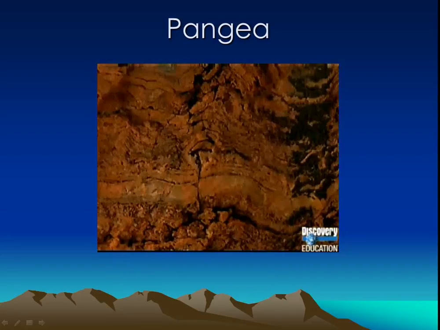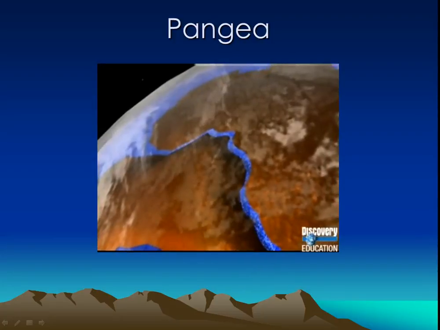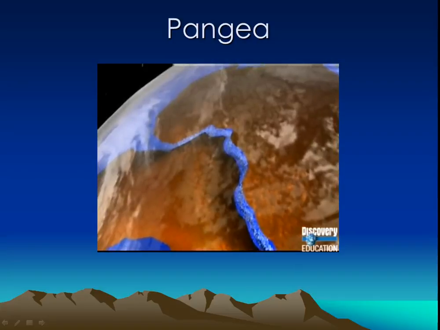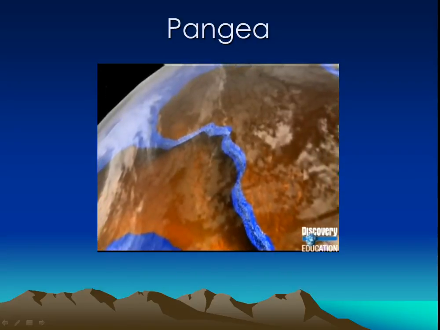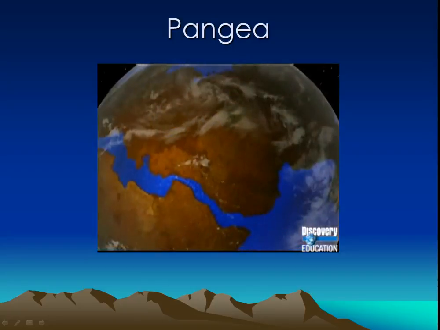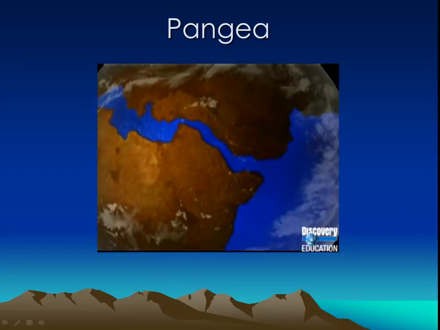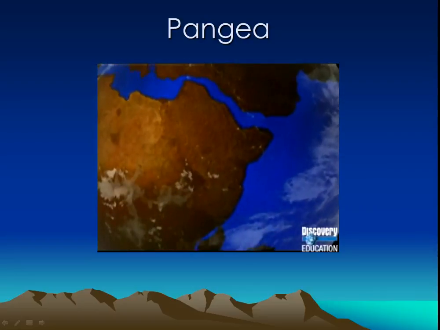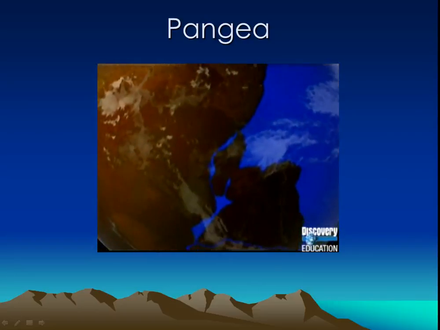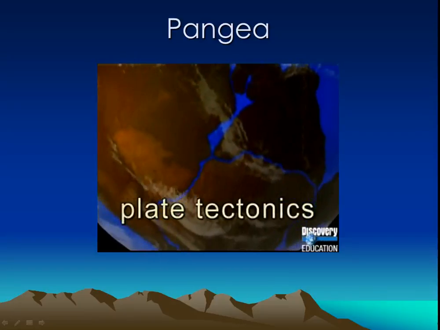Wegener pointed to supporting evidence in rocks and fossils, and to what seemed to be the remarkable fit of the South American and African coastlines, as if they were once part of the same piece of land. This idea, known as the theory of continental drift, was hotly debated. Although Wegener could show that the continents had shifted position, he couldn't explain why. Decades later, the movement of continents was explained by the theory of plate tectonics.